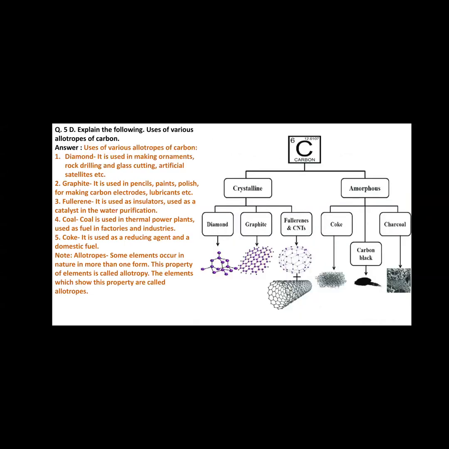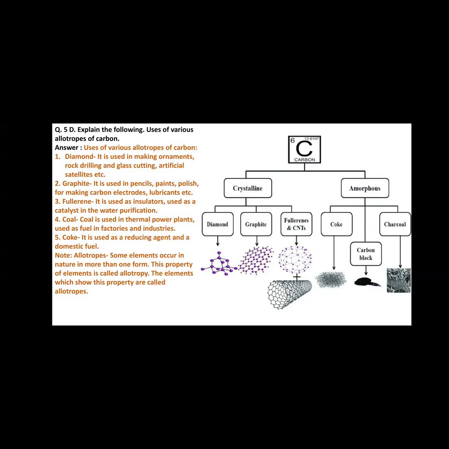Next question is: explain the following uses of various allotropes of carbon. First one, diamond. It is used in making ornaments, rock drilling, glass cutting, artificial satellites, etc. Second, graphite. It is used in pencils, paint, polish, for making carbon electrodes, lubricant, etc.